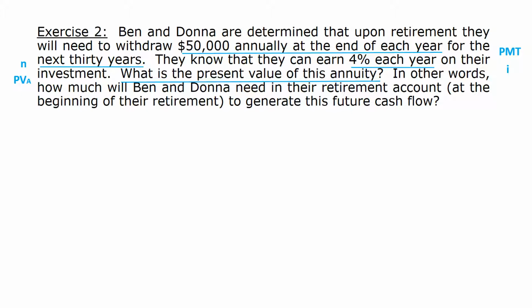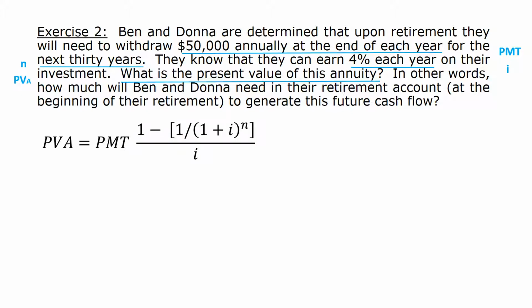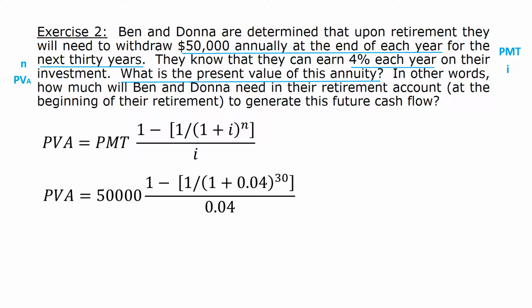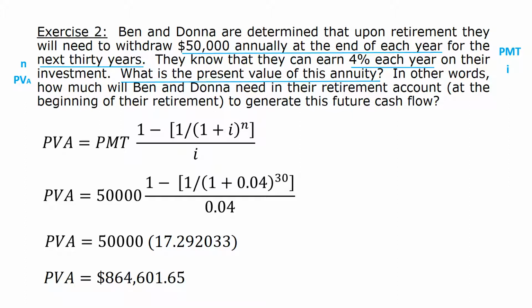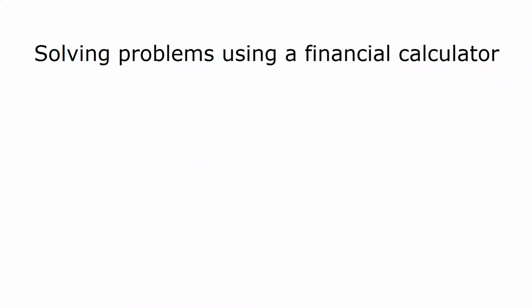So we will start by using the present value of an annuity equation. And then plug in the numbers. We have the payment, 50 grand, the interest rate, 4%, 0.04, and then the number of time periods, 30. Once you plug them in your calculator, you will get $864,601.65.